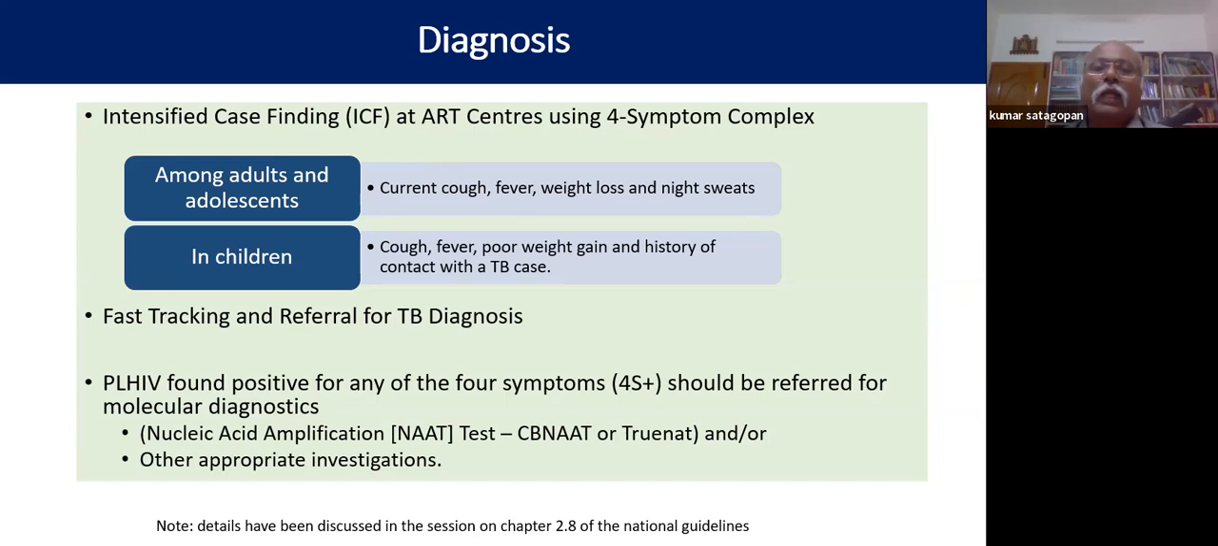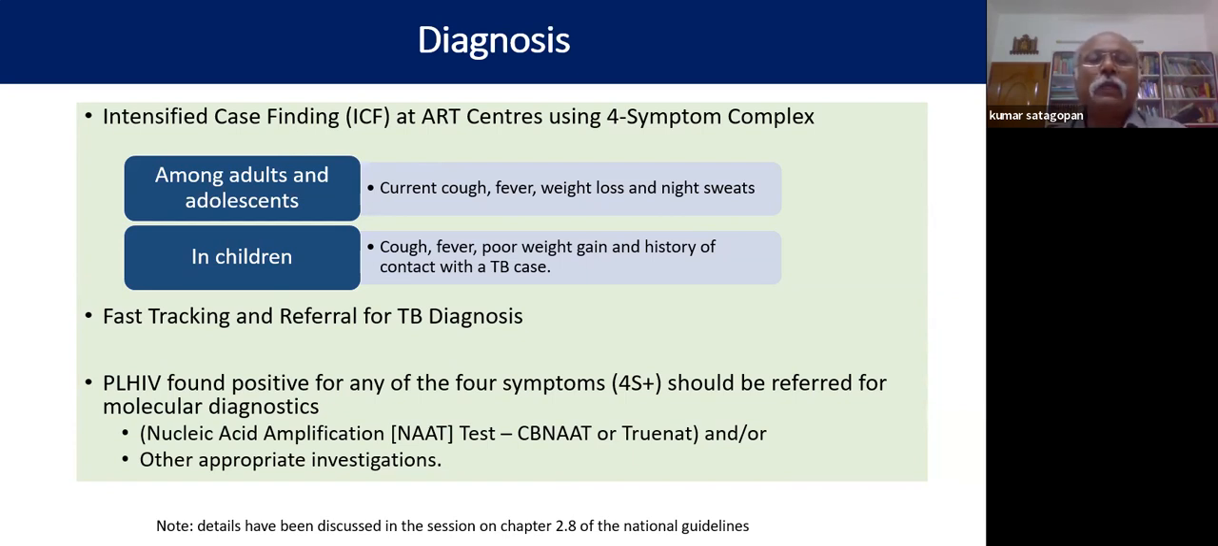So the 4S we already know. In adults: current cough, fever, weight loss, and night sweats. In children, weight loss is substituted with poor weight gain, and night sweats is substituted with history of contact with a TB case. So very, very important in children: the history of contact.